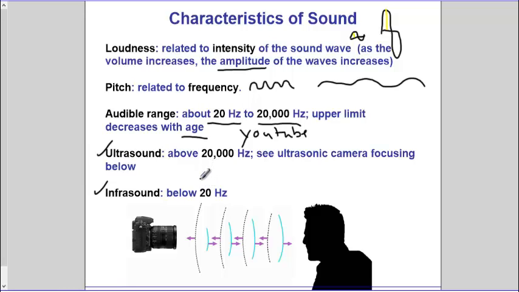The elephants communicate with each other using infrasonic sound, and turkeys do also. The turkeys that we see in our backyard use infrasonic noises to communicate, to attract each other, and that's called drumming.